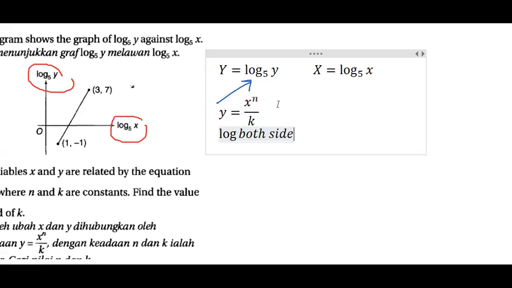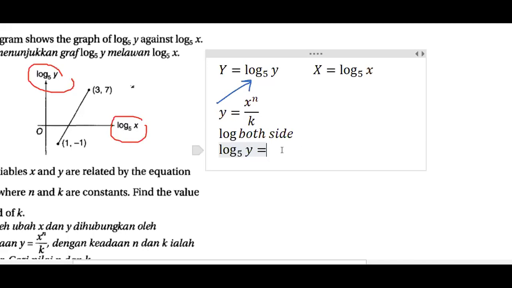You guys is form 4 or form 5? Tak suka log. No choice. Tak suka pun mesti suka. Sebab log adalah asas. Yeah, form 4 already learn, I think this one is chapter 4 in log chapter 4. Oh, kamu form 3 ke? No wonder you ask this one.